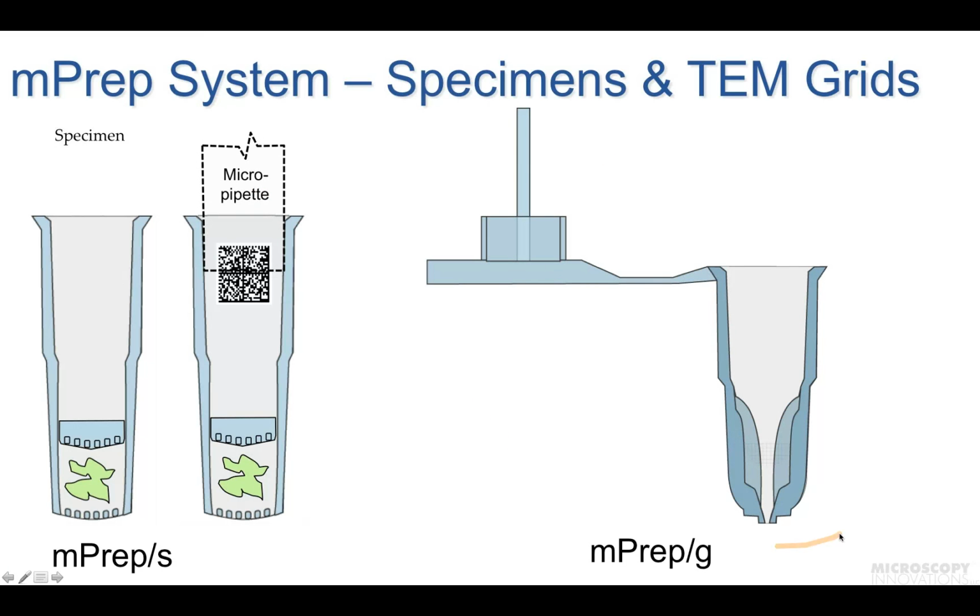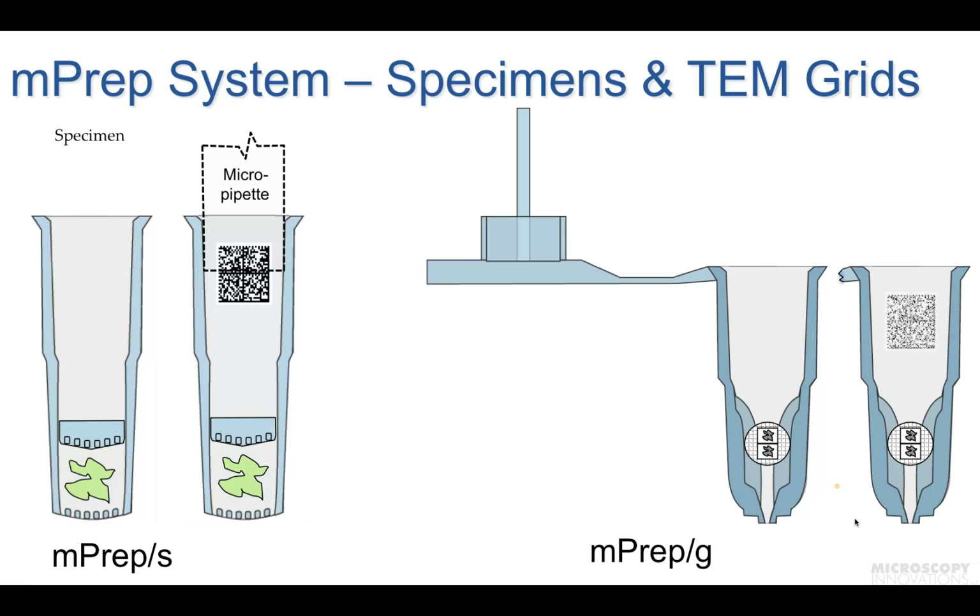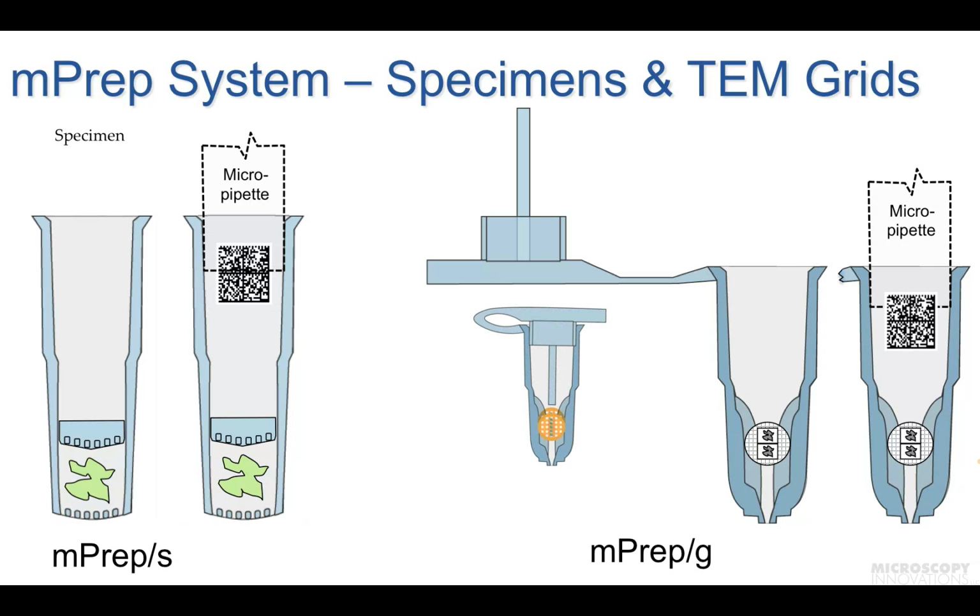The mPrep G capsule is an entirely different design, but operates in very much the same way. There are 2 grid slots. Grids are inserted into the capsule at the microtome. And once they're inserted, the capsule can be barcode or alphanumerically coded, labeled, and a micropipette is connected to also deliver the fluid reagents into and out of the capsule to treat the grids. After fluid processing, the capsule can be closed to safely encapsulate the grids within the mPrep G capsule.